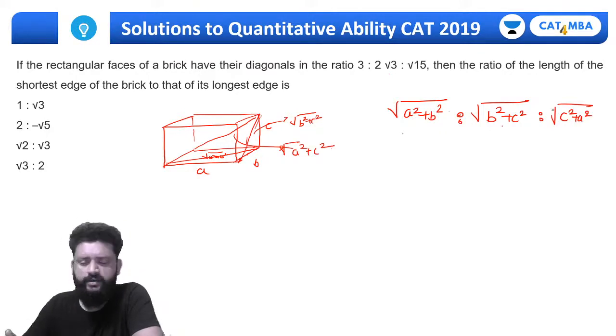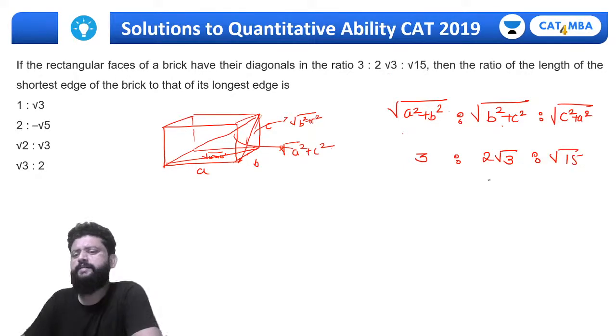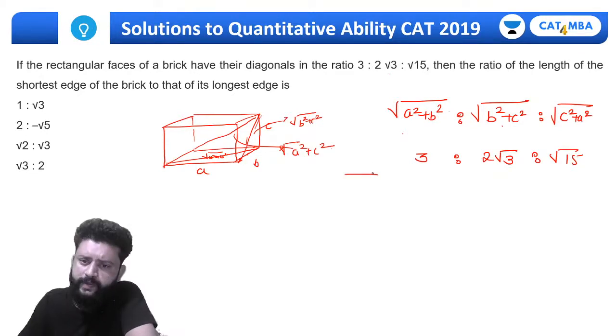Okay, first, second and third. So first diagonal, here the ratio is 3 is to 2 root 3 is to root 15. So let's do one thing, let's first write this ratio properly.